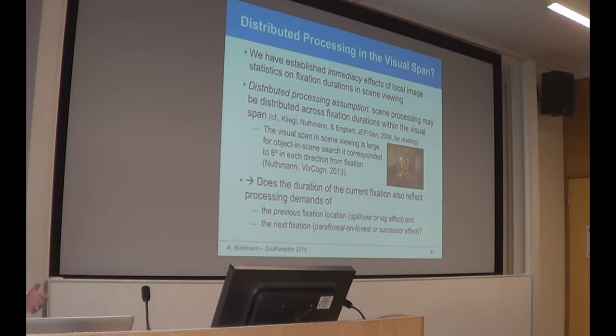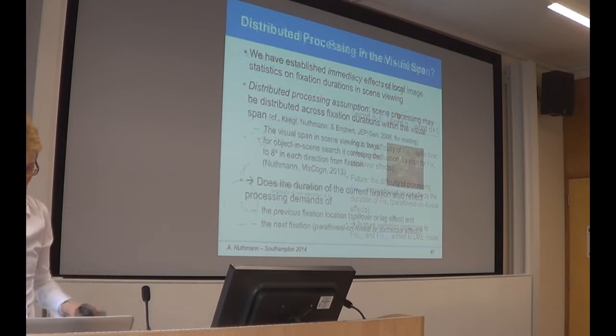And now I've shown you at the beginning of my talk that the visual span is very large, and this is why I wanted to measure it, to find out how large it is with current equipment and my type of scenes. So the question arises as to whether there are also effects originating from the previous location or the next location. So we would call those spillover and parafoveal effects. Or put differently, is there distributed processing within the perceptual span or visual span?